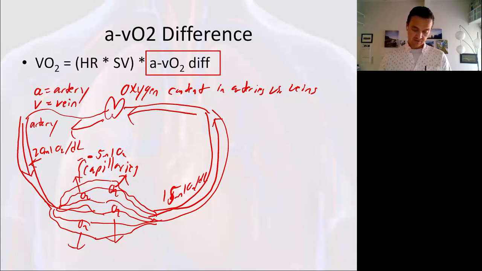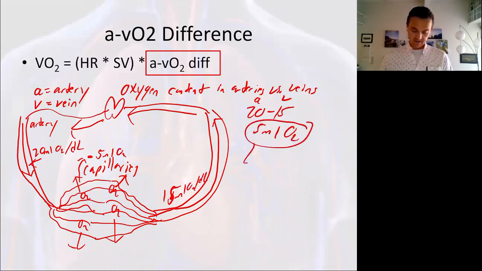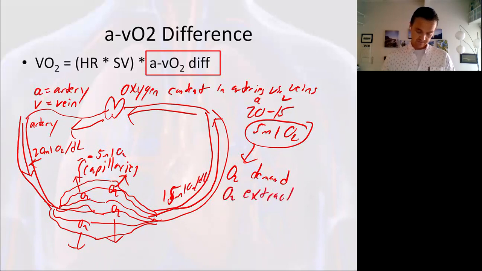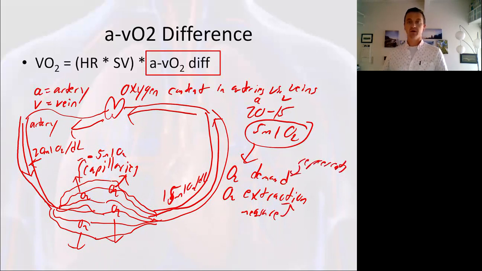If we look at AVO2 difference here, we would say 20 minus 15. This is the A part, and this is the V part. So the AVO2 difference would be 5 mLs of oxygen. What that represents is oxygen demand. It's really measuring oxygen extraction, but what it represents is demand. The more oxygen those cells need, the more gets pulled out, the higher the demand is, and the bigger the AVO2 difference will be.